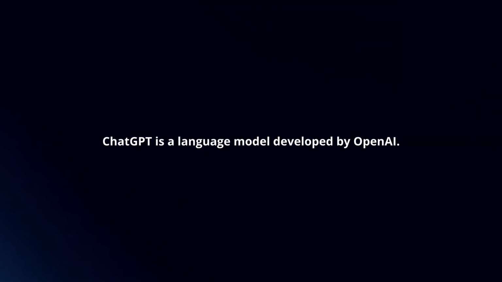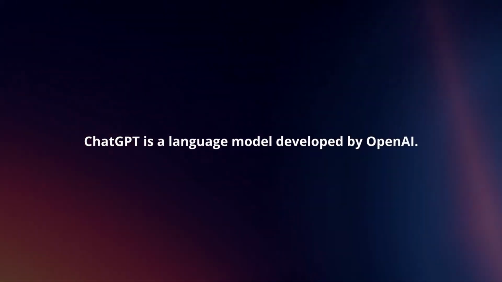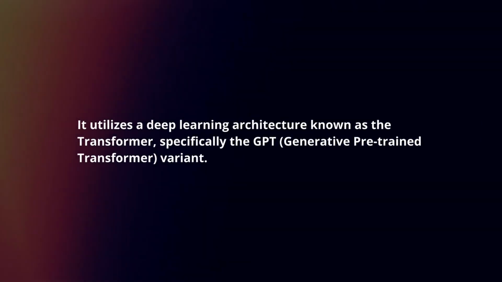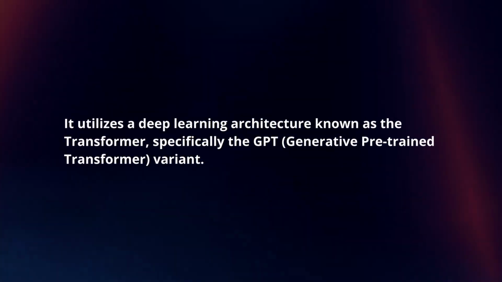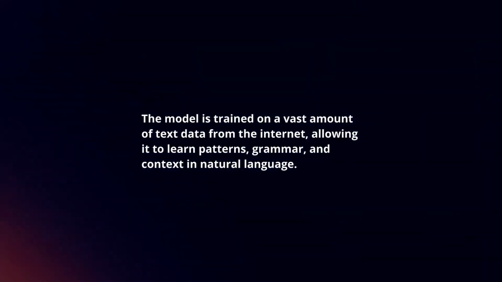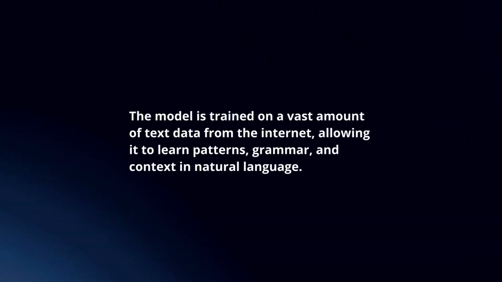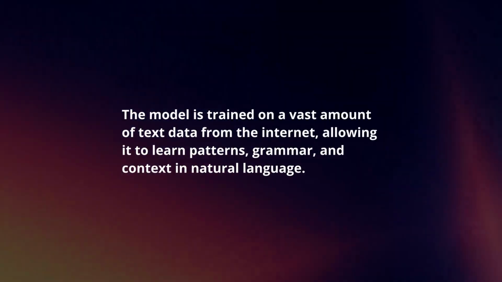ChatGPT is a language model developed by OpenAI. It utilizes a deep learning architecture known as the transformer, specifically the GPT variant. The model is trained on a vast amount of text data from the internet, allowing it to learn patterns, grammar, and context in natural language.